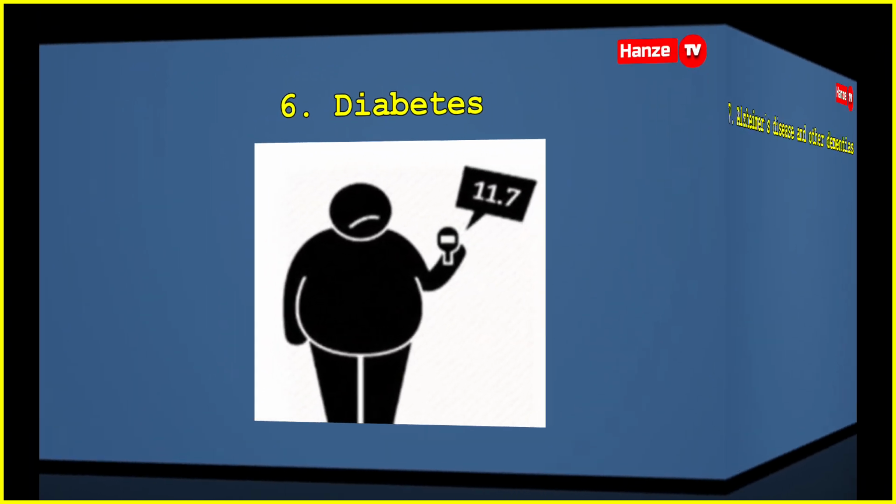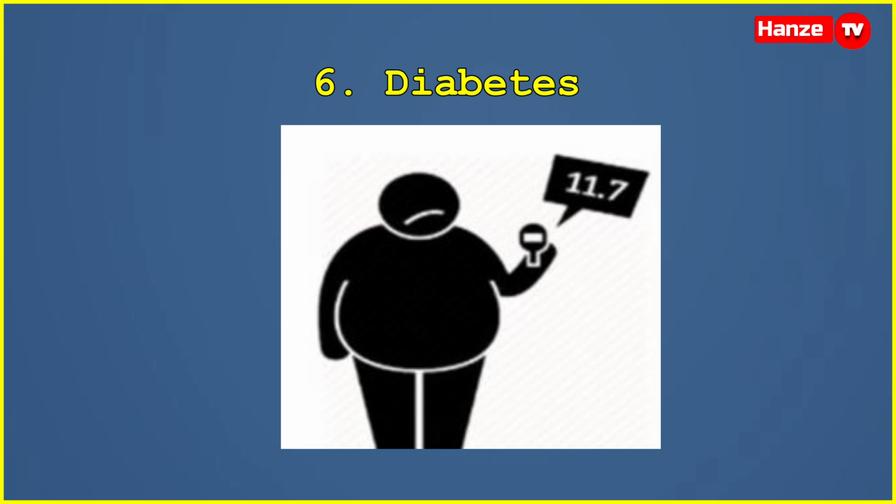Number 6. Diabetes. Diabetes is a group of diseases that affect the production or use of insulin. In type 1 diabetes, the pancreas is unable to produce insulin. This type of diabetes is believed to be caused by an autoimmune reaction. In type 2 diabetes, the pancreas doesn't produce enough insulin, or insulin can't be used effectively.